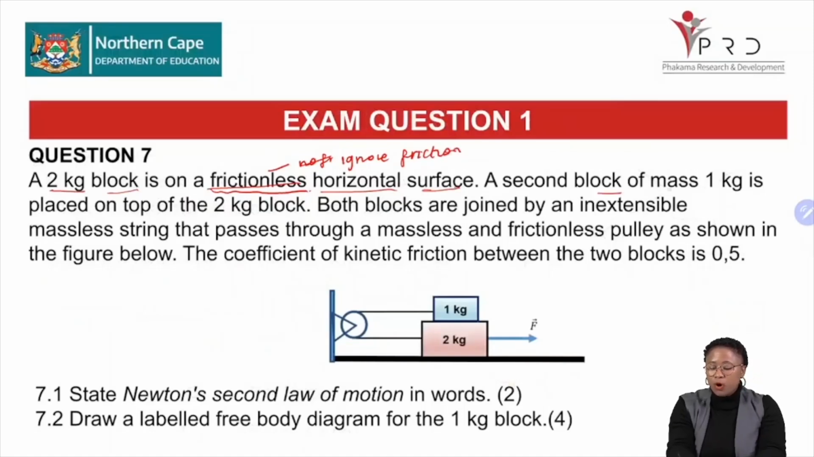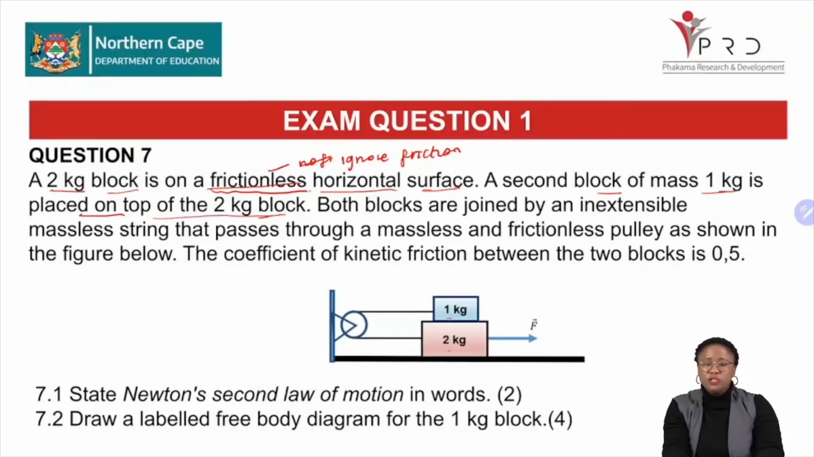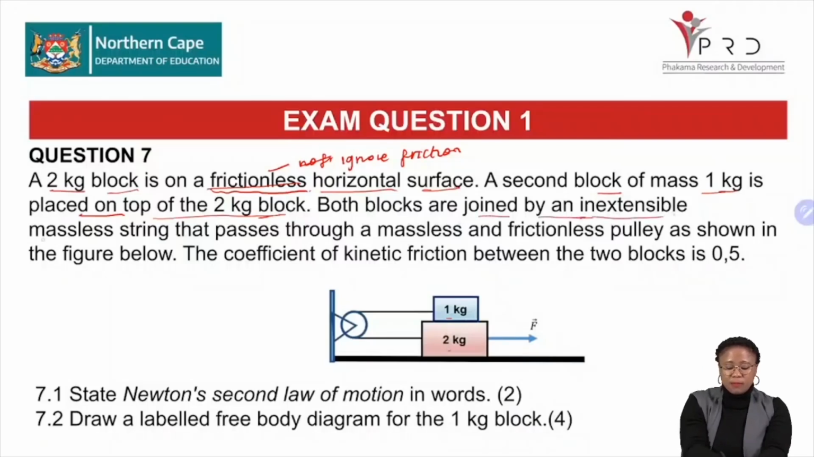A second block of mass 1 kg is placed on top of the 2 kg block. There's the 2 kg block, there's the 1 kg block. Both blocks are joined by an inextensible massless string that pulls through a massless and frictionless pulley.